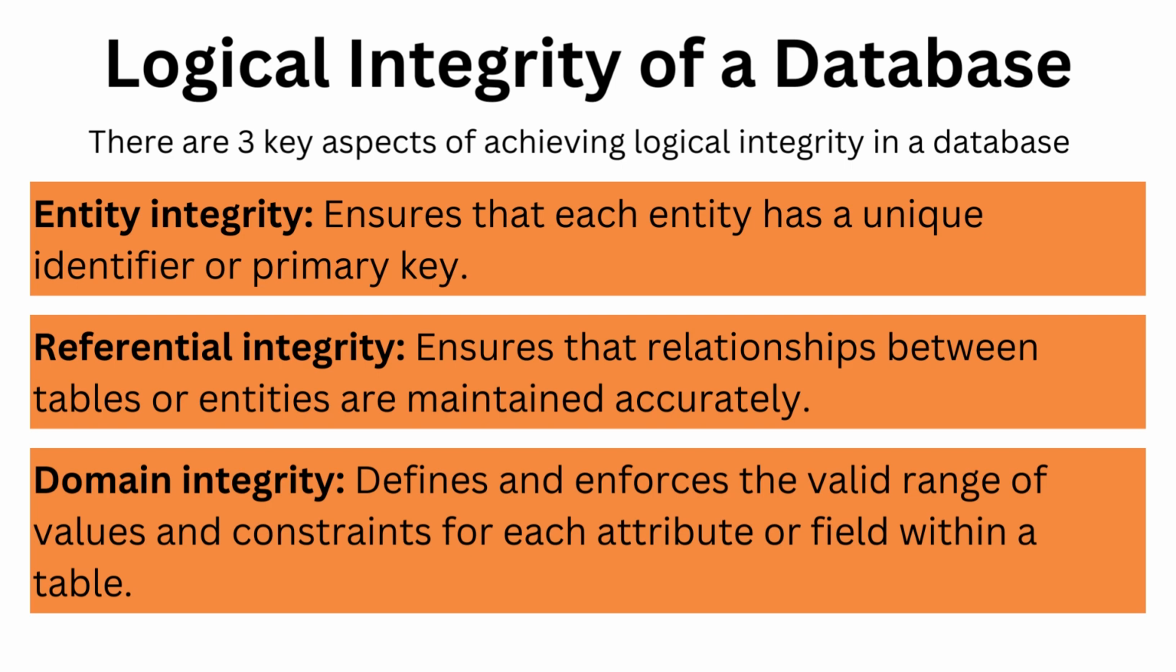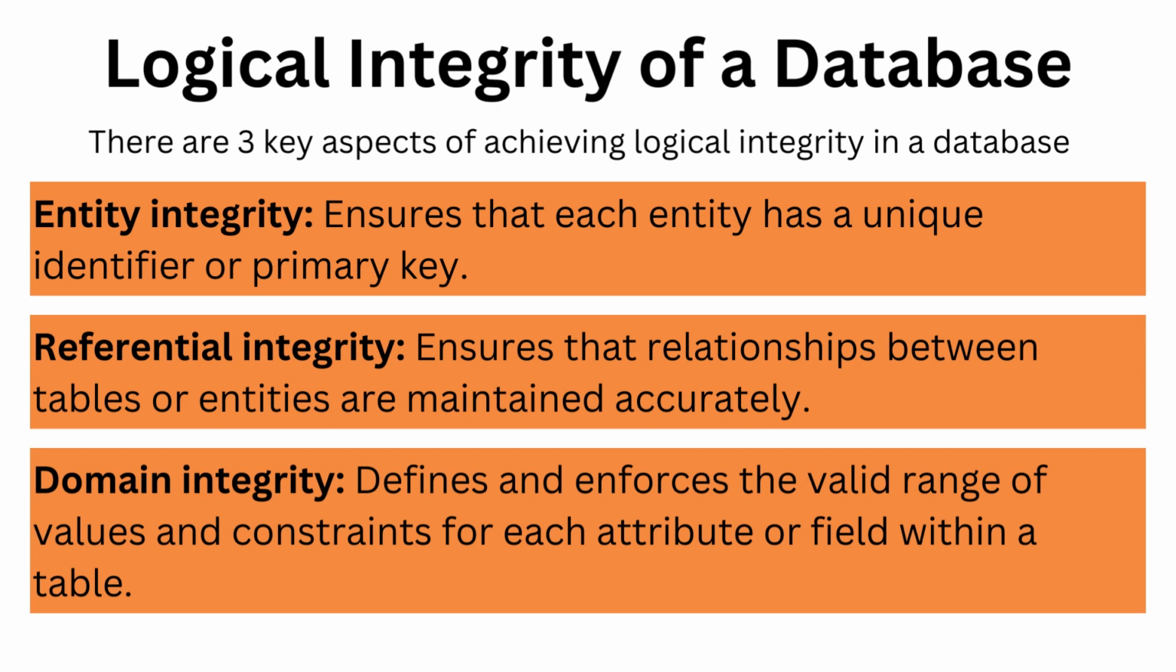Now let's go deep into logical integrity of a database and see how we can achieve it. There are three aspects to achieving logical database integrity. They are entity integrity, referential integrity, and domain integrity. Entity integrity ensures that each entity has a unique identifier, or what we call a primary key. It guarantees that there are no duplicate or null values for the primary key, maintaining the uniqueness and the integrity of individual records.